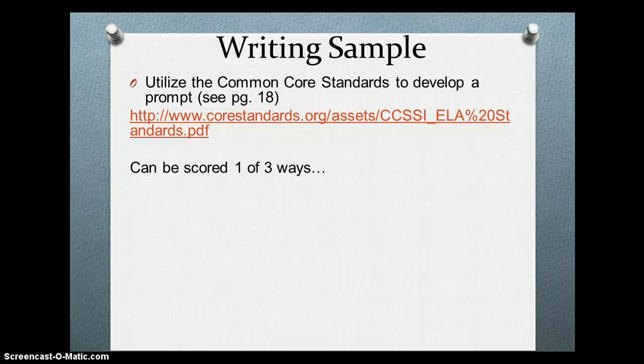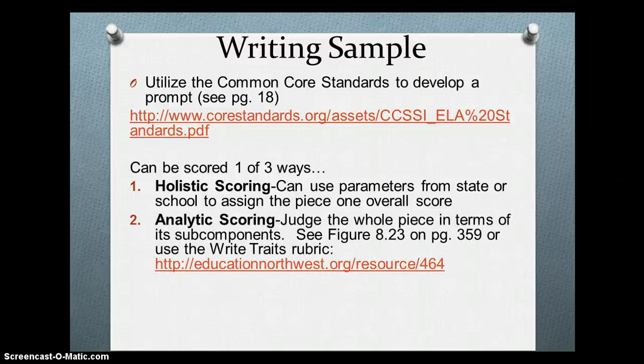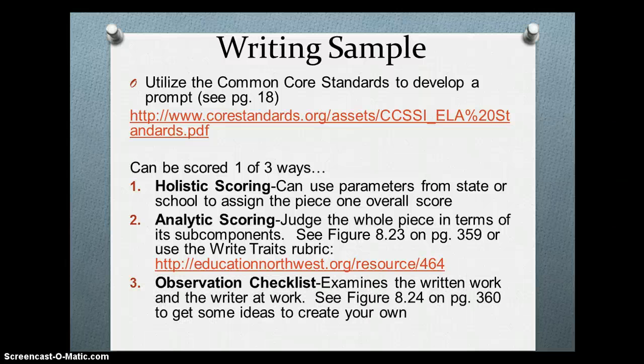The writing sample can be scored one of 3 ways. You could do a holistic scoring where you use parameters from the state or school to give the piece 1 overall score. You could do more of an analytic scoring where you judge the whole piece in terms of various subcomponents. An example of that would be figure 8.23 on page 359, or using a six traits rubric. And lastly, you could do a form of observation checklist. There's also a sample of that in your book, but you could make a list of skills that you are looking for and check off whether or not the student has mastered that skill.